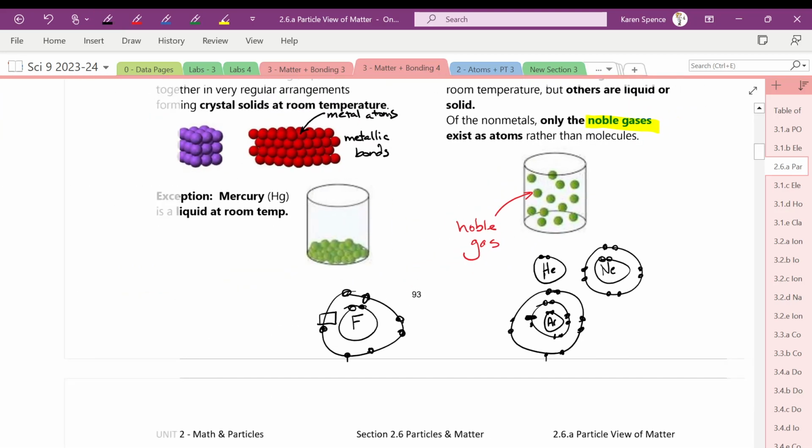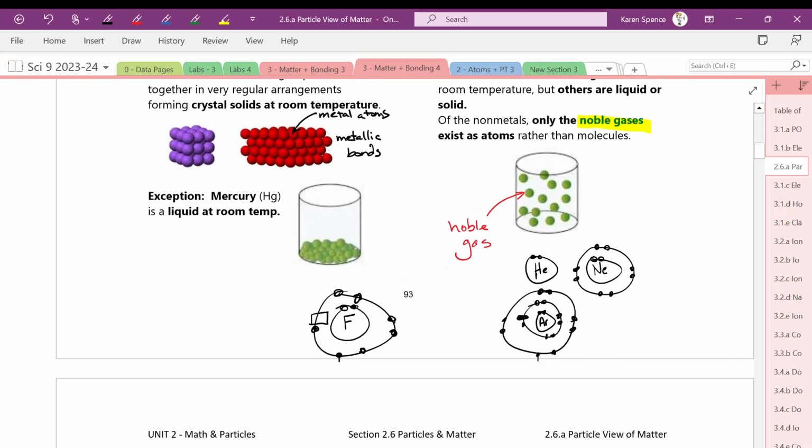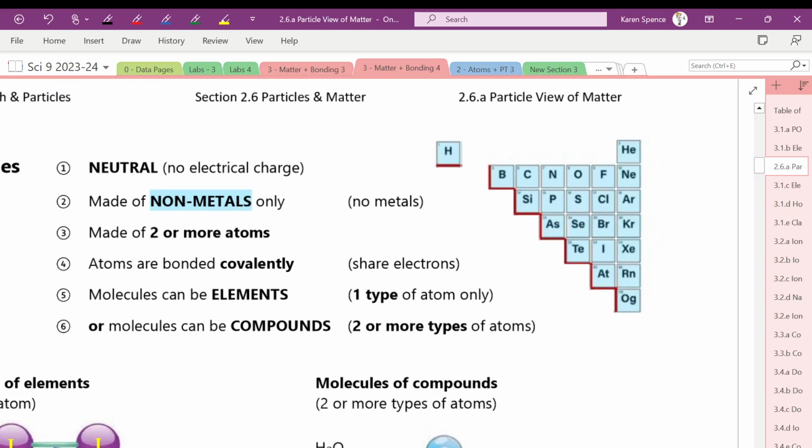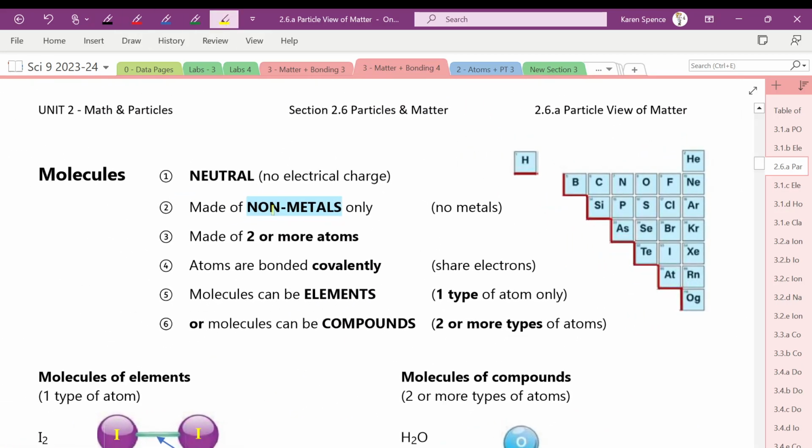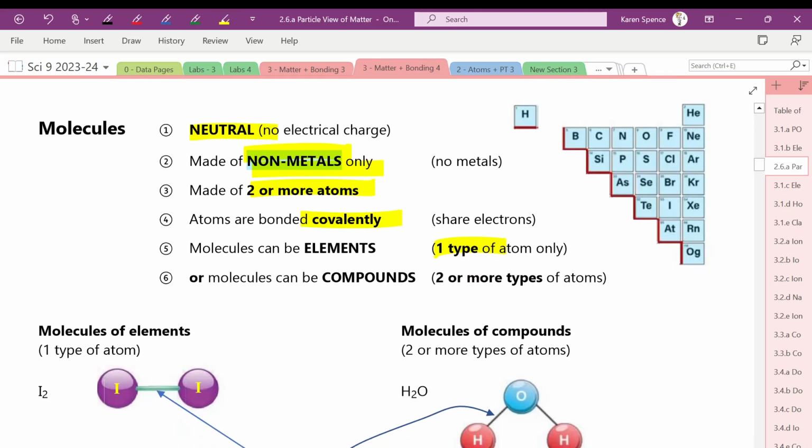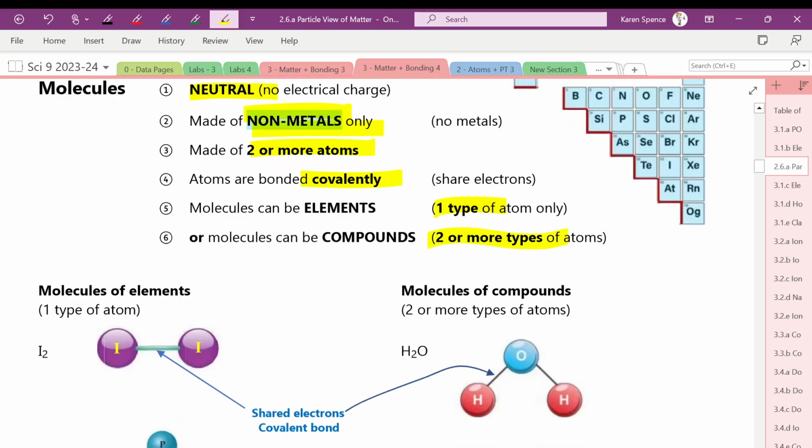Okay. Are we good to scroll? Scrolling along. Molecules are neutral. They are made of only what type of elements? Non-metals. How many atoms do you have to have? 2 or more. What kind of bonding is in molecules? Covalent. Can molecules be elements? Yes, as long as you have only one type of atom, or molecules can be compounds where we have 2 or more types of atoms.